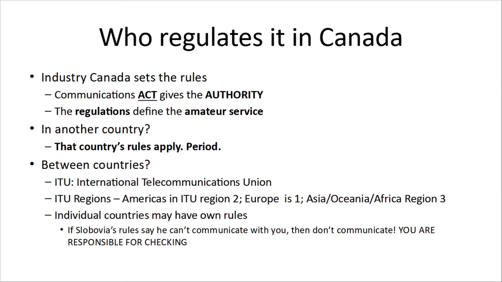Now, again, individual countries can have their own rules, and you have to check on that. So if some country named Slobovia or something has rules that say they're not allowed to communicate with you in Canada, then you don't communicate with them. And if you know you're talking to somebody in another country, you are responsible for checking. If you make a contact on the radio and they say, "Hi, I'm in Slobovia," you need to stop, go to the RAC site or another site, check it out, and see if you're allowed to communicate with them.